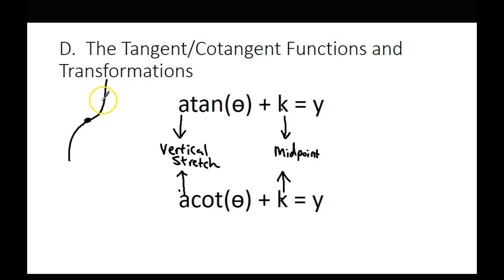Remember those other two dots that we were talking about on the other slide? The A tells you how far up to get to those dots, or how far down you have to go to get to those dots. So it's the stretch factor. All right.